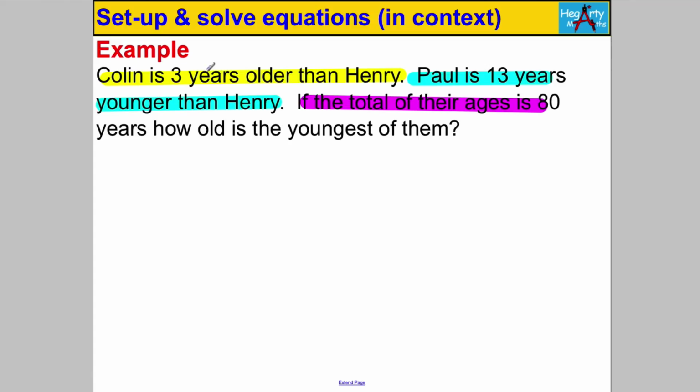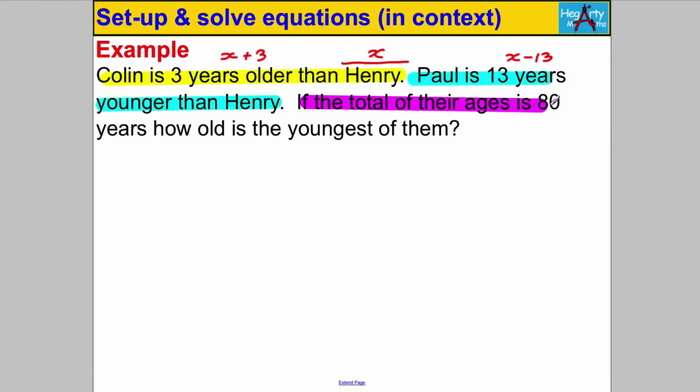Well, Colin is 3 years older than Henry. Paul is 13 years younger than Henry. Henry seems to be the one from which the others are either older or younger. So let's give Henry's age a name. Let's call it x. Colin is 3 years older than Henry, so Colin must be x, add 3 years old. And Paul is 13 years younger than Henry, so Paul must be x, subtract 13 years old.